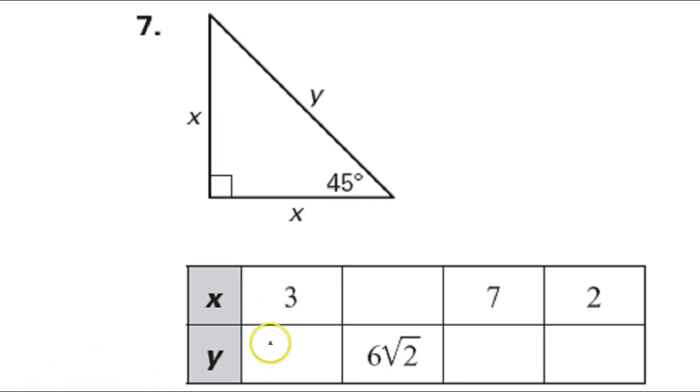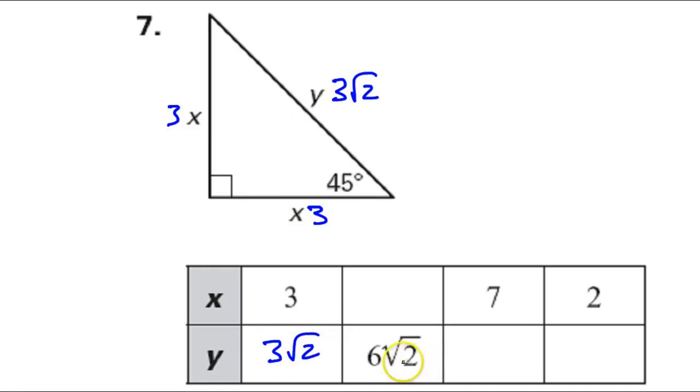Alright, let's understand how a chart works. We have this model. If x is 3, then that means that these are both 3. So we would have 3 and 3. And of course, if that's the case, then the hypotenuse would be 3 radical 2. So if x is 3, then y is 3 radical 2.